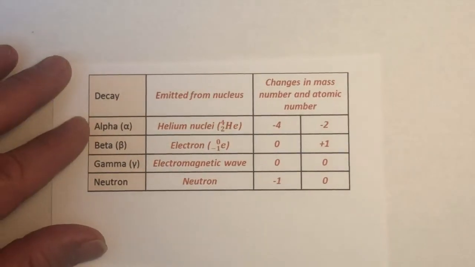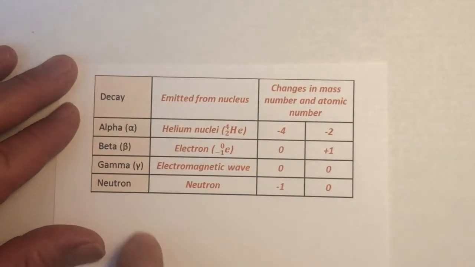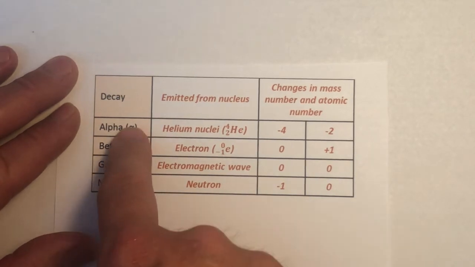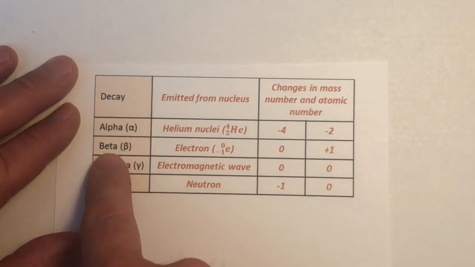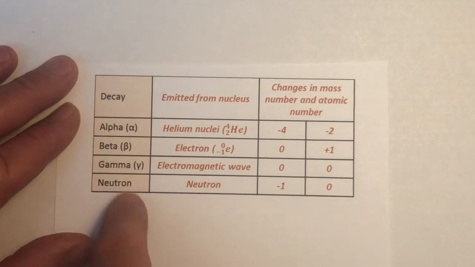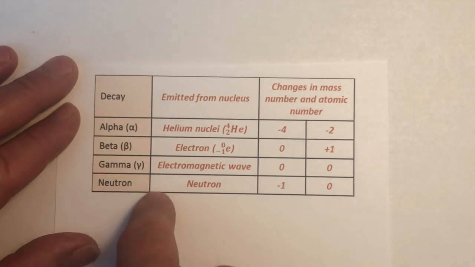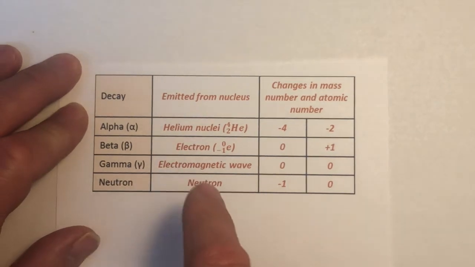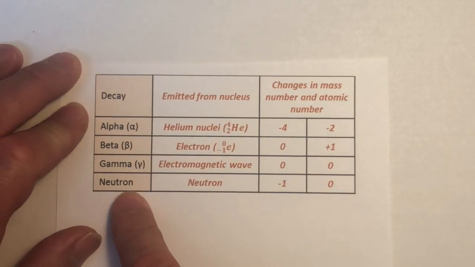So, what we have is the 4 types of decay. You've got alpha, beta, gamma, and neutrons. Alpha looks a bit like a fish on its side, beta is a b with a little tail down this side, and gamma looks like a Y with a little loop at the bottom. Neutrons are the 4th one that you tend not to get asked about very much.